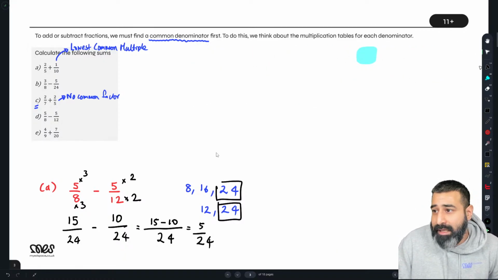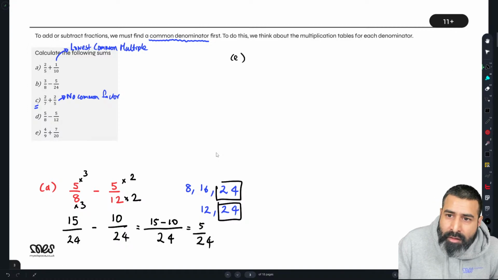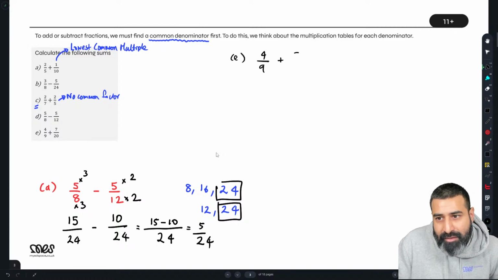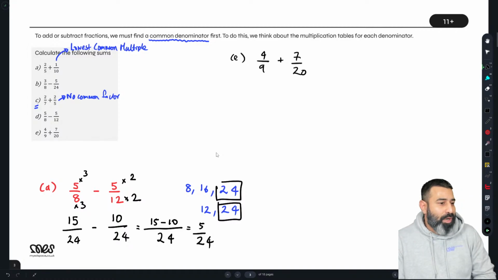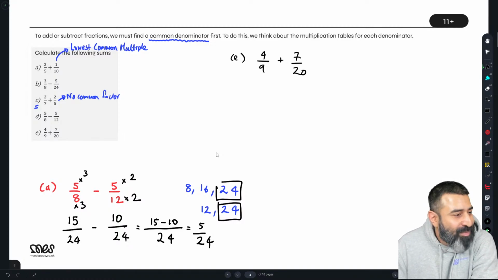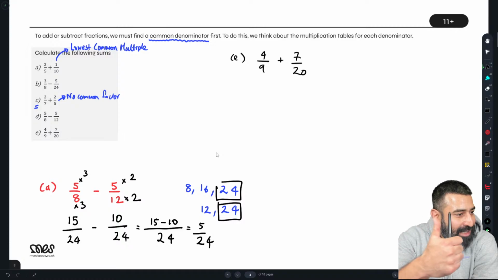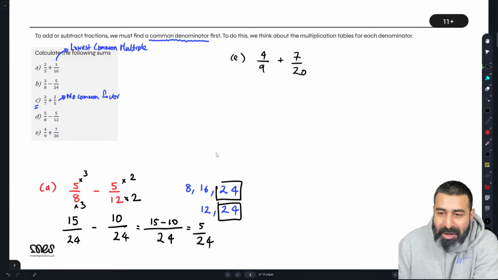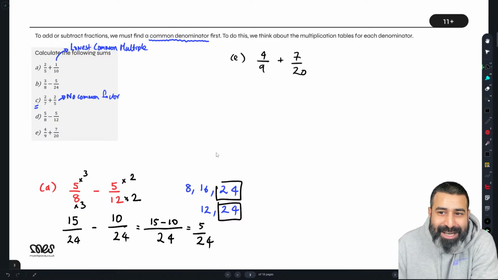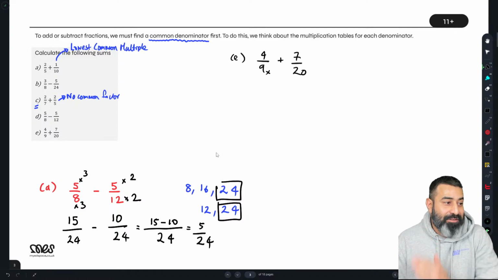So let's have a look at E. So 4 over 9 plus 7 over 20. This is going to be an interesting one. Okay, right. I understand now. Carry on the lesson, please. You're welcome here. Fantastic. Right, let's have a look at E. Now, is there a common denominator between 9 and 20? I mean, there is. So, what do we think we could do? What could we do?